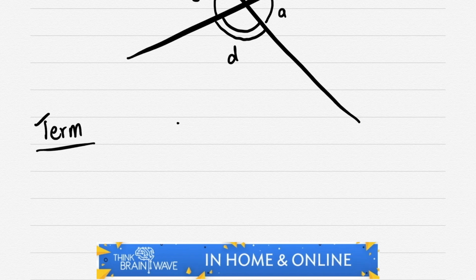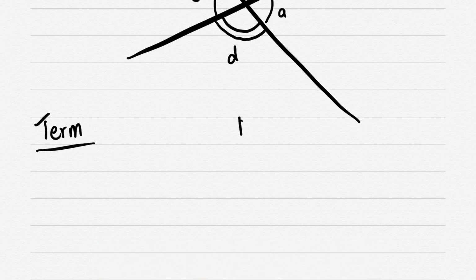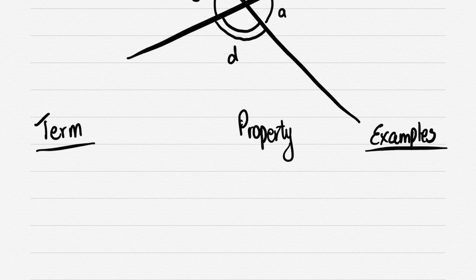I'm going to draw up a table so that we can go through the definitions of the terms and the relevant properties, and I'll give you an example, just to elaborate on what we're doing in Euclidean geometry.